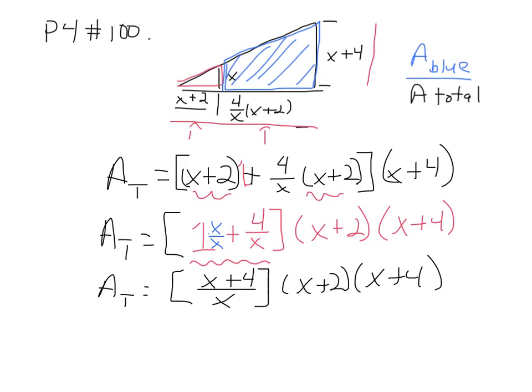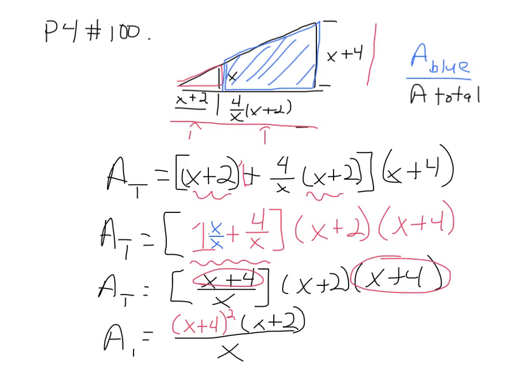All right, so whatever we do, we're going to have an x on the bottom. We have an x plus 4 from this term, but we also have an x plus 4 from this term, and they're multiplied. So we can have an x plus 4 squared going on here. And our remaining term is x plus 2. And that is our total area.